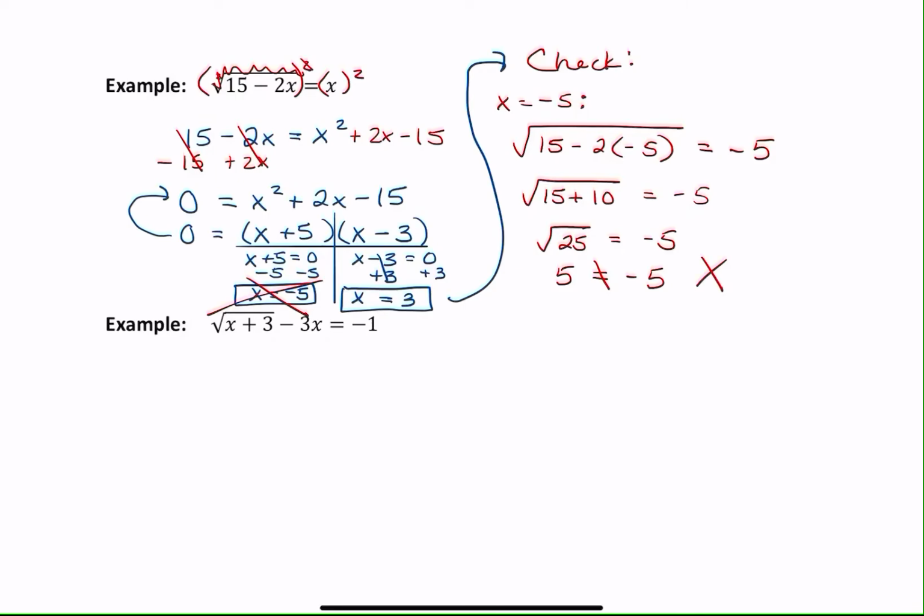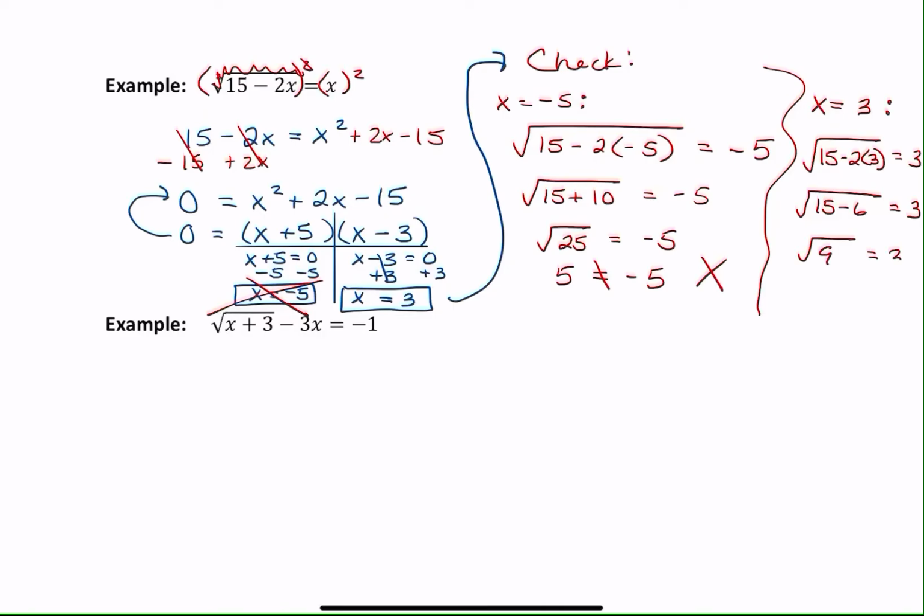So if we check the other one, let's check x equals 3. You're going to have the square root of 15 minus 2 times 3 equals 3. That's going to be 15 minus 6, which will be the square root of 9 equals 3. And that does come out to be true. 3 equals 3. So here, your x equals 3 is the solution that works back in the equation. So don't just solve it and say you have two answers. Make sure you go back and check them in the original.